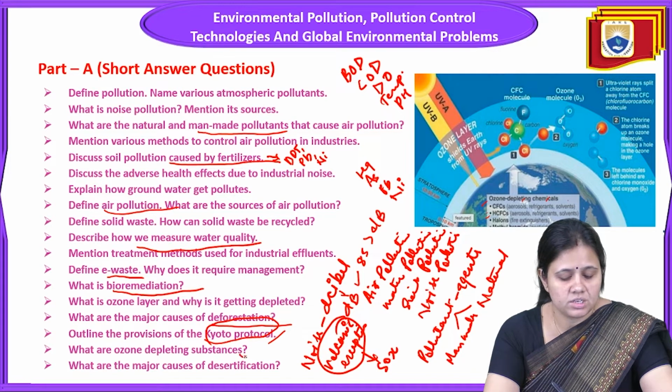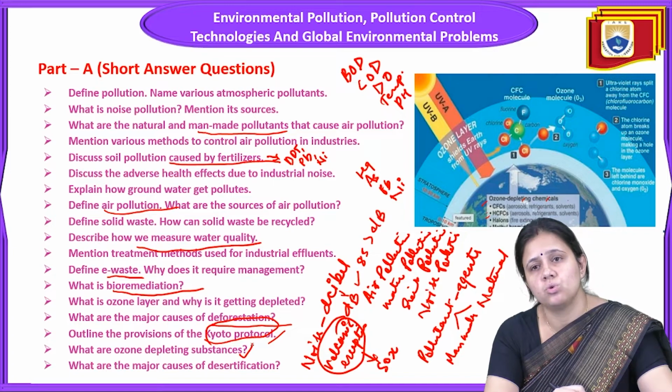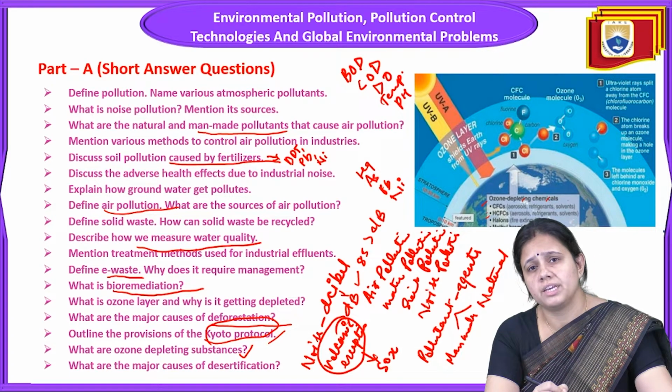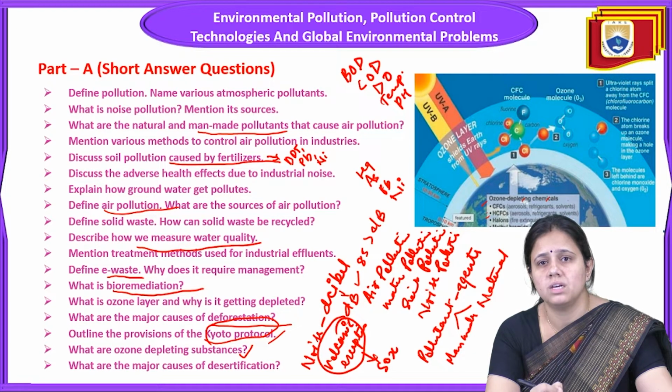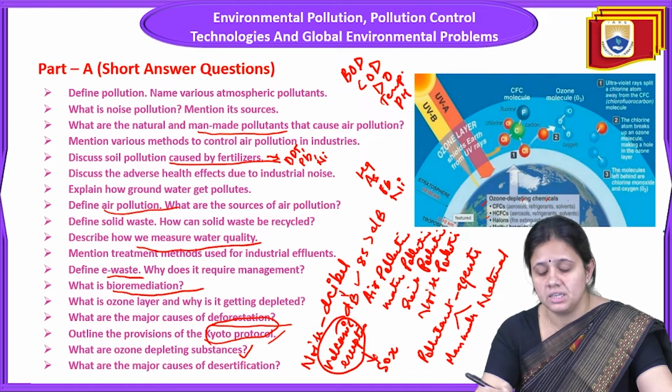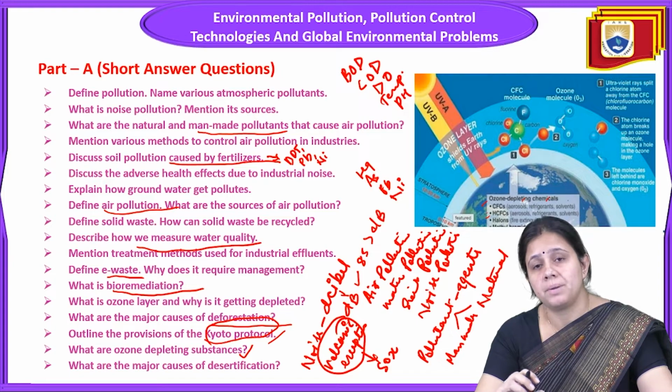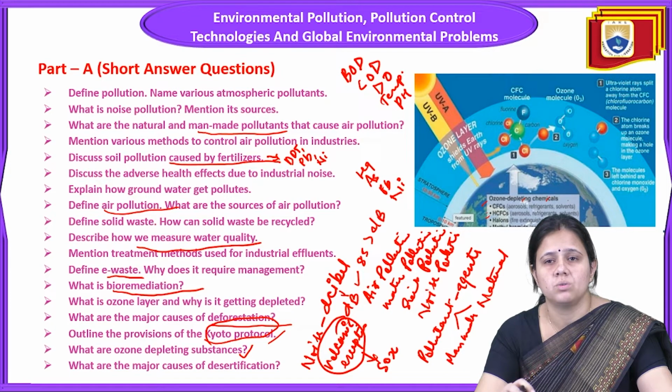So next is: what are ozone depleting substances? Means those substances that are depleting the ozone layer. Examples of ozone depleting substances are CFC, chlorofluorocarbon, then HCFC, hydrochlorofluorocarbon, halogens, and methyl bromide. So these are the chemicals that are causing depletion of the ozone layer.